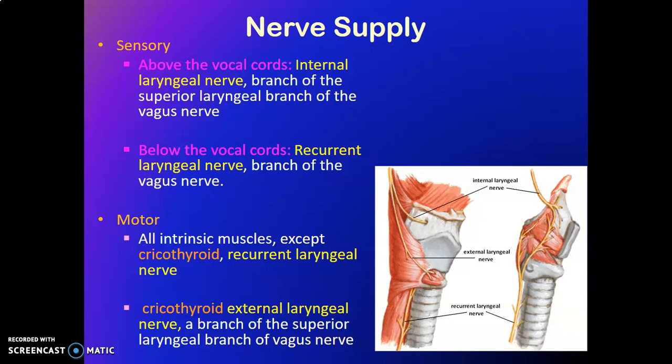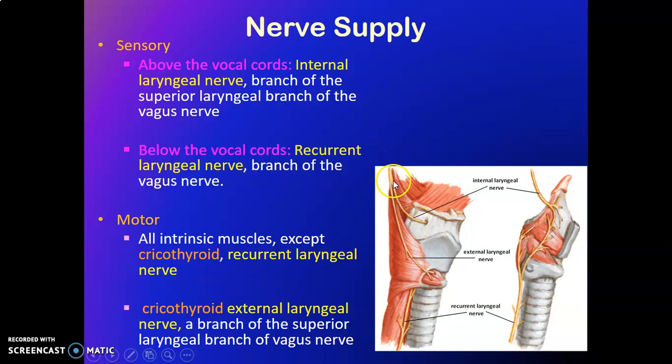So motor to all the intrinsic muscles of the vocal cords is by the recurrent laryngeal nerve. This recurrent laryngeal nerve supplies all intrinsic muscles of the larynx except cricothyroid. Cricothyroid is supplied by the external laryngeal nerve. And remember, cricothyroid is very important because we mentioned that when it contracts, it causes lengthening and increases the tension of the vocal cord. So it's very important.